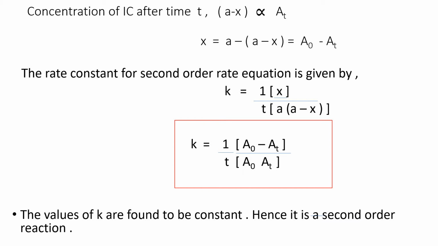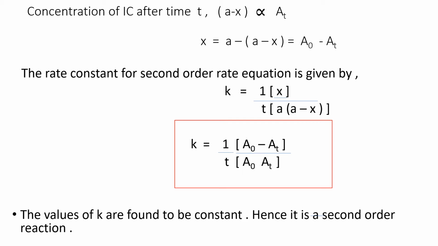Then you are calculating the X value. How will you get X? X is equal to A minus of A minus X. A value you have A0, and A minus X value you have AT. So the rate constant for the second order rate equation is given by K is equal to 1 by T into X by A into A minus X. Next you substitute the X value, A value and A minus X value.